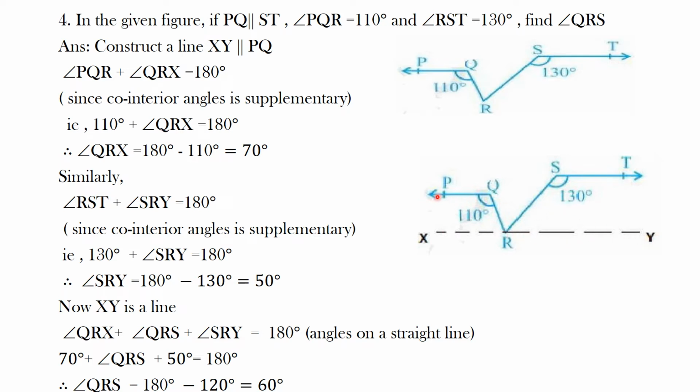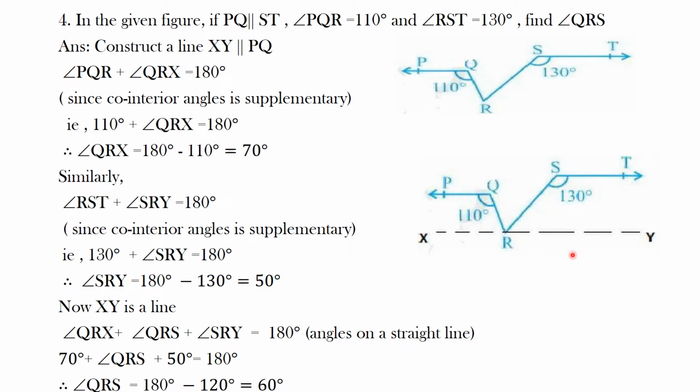Now we can say angle PQR plus angle QRX equal to 180 degree. Reason, co-interior angles are supplementary. PQ is parallel to XY, angle Q and angle R are called co-interior angles. Therefore, angle QRX is equal to 180 degree minus 110 is equal to 70 degree.